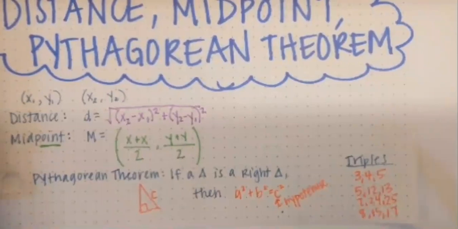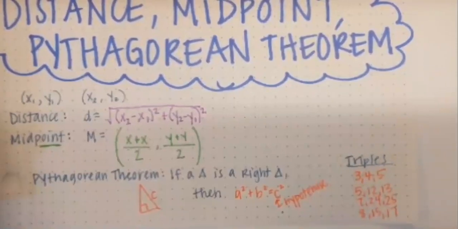Or it might not be 3, 4, 5, but it might be 6, 8, 10. If I take these 3 times 2, those are ratios of these sides. So it could be 6, 8, 10, 30, 40, 50, any ratio as long as it comes down to 3, 4, 5, right? Those are triples.